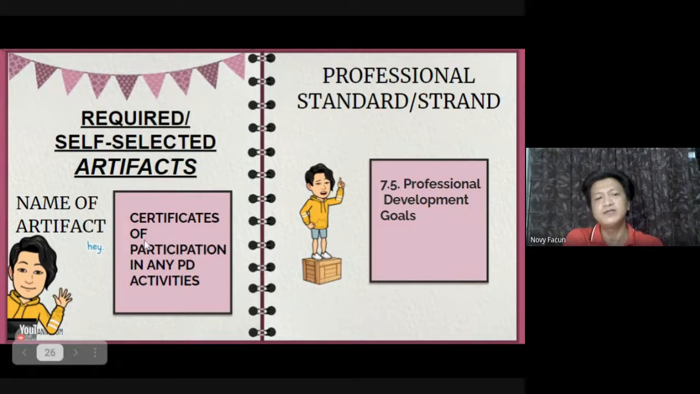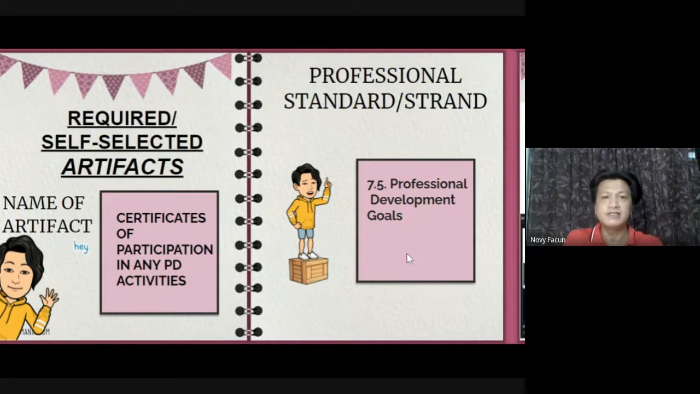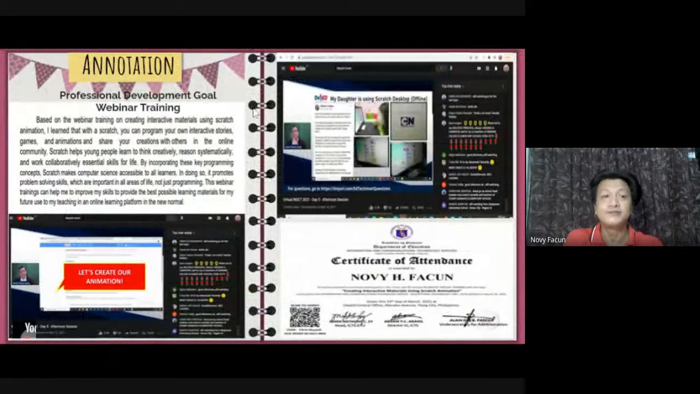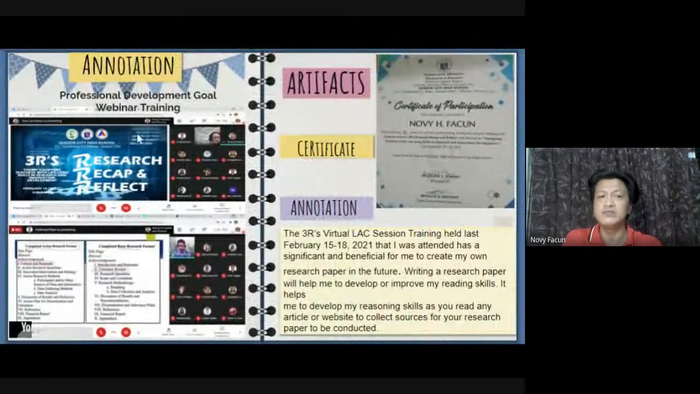And another, we have the certificate of participation in any PD activities for professional development tools. Ang aking attachment dito is the webinar training. So, syempre, merong annotation dyan. Tapos yung certificate natin. Tsaka may support din yung picture during the webinar training para may support tayo. And of course, another LAC session. I mean, this is webinar, no? So, kinonduct namin sa school yung 3R, which is the research, recap, and reflect. Okay, naka-attach lang din yung picture, yung attendance natin, tsaka yung certificate. Tapos may annotation natin.